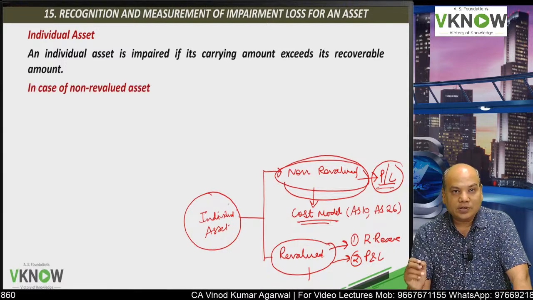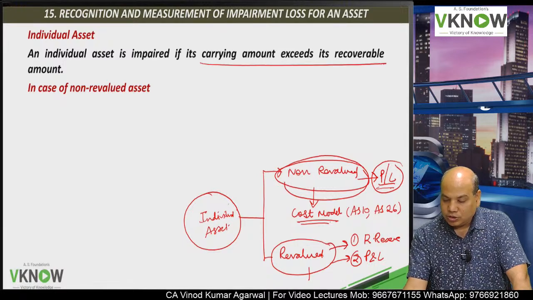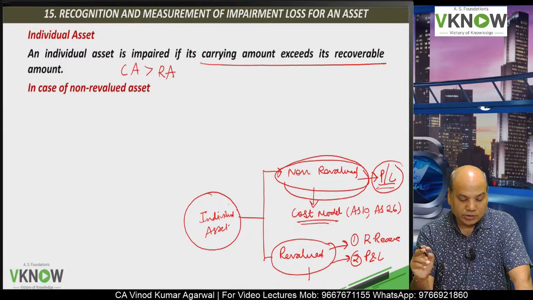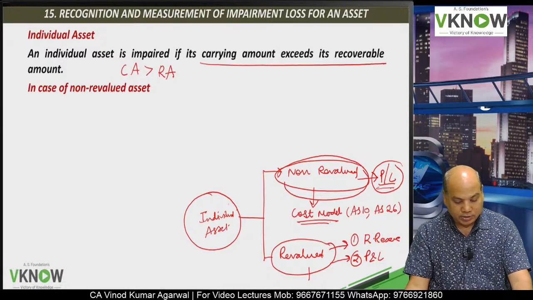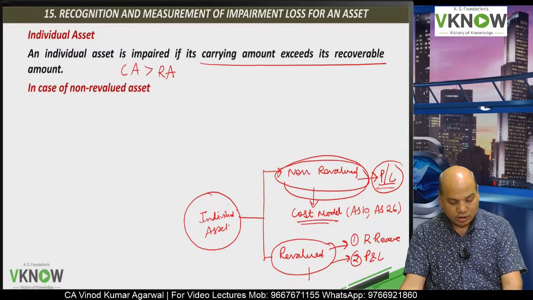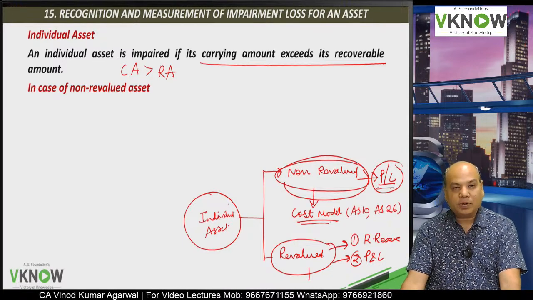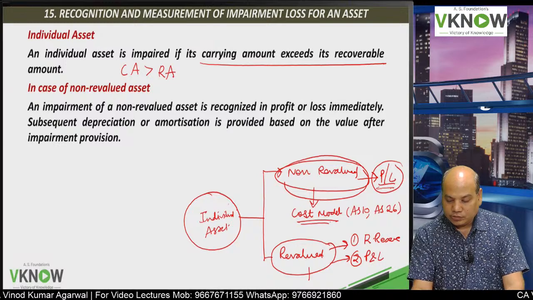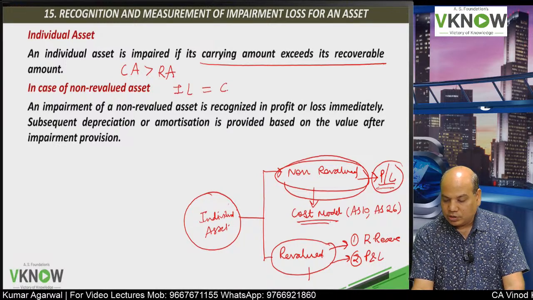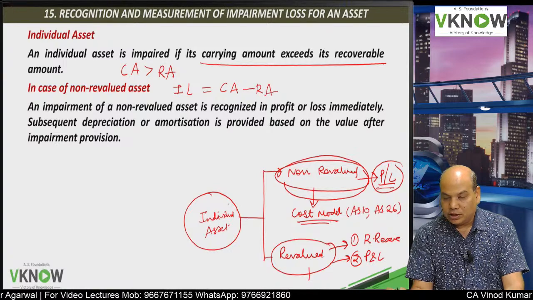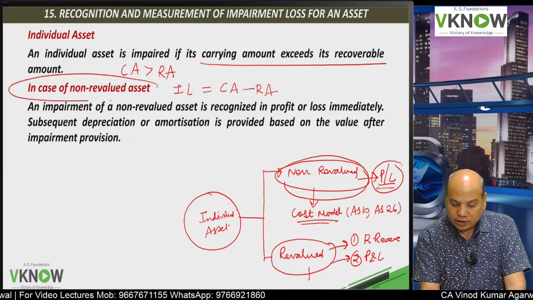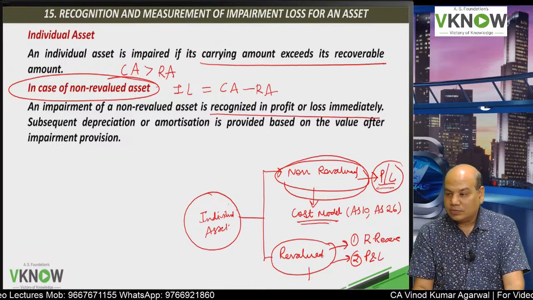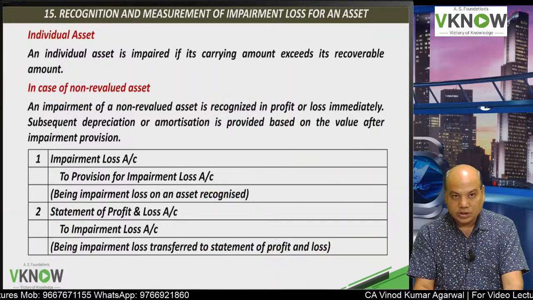An individual asset is impaired if the carrying amount is more than recoverable amount. If carrying amount is less than recoverable amount, then there is no impairment, and therefore you don't need to provide for impairment loss. Accounting treatment. If there is an impairment loss, it is equal to carrying amount minus recoverable amount, and if it is a non-revalued asset, then first we are going to recognize where? First we are going to recognize in profit and loss account.